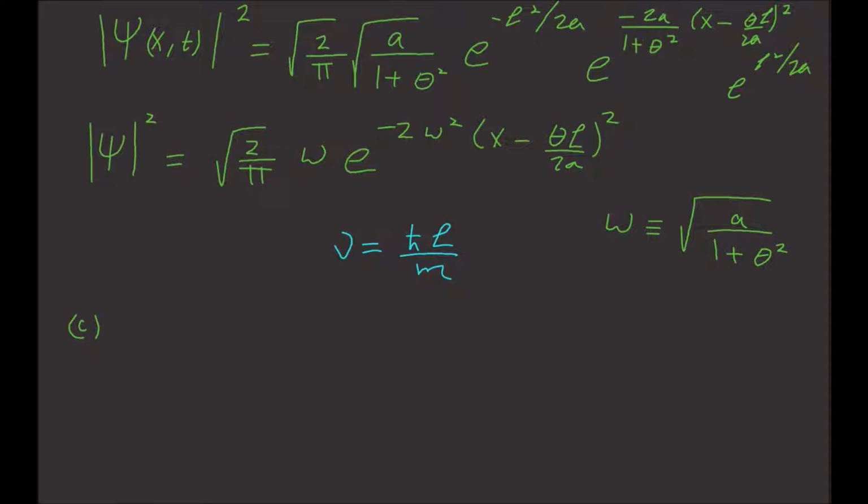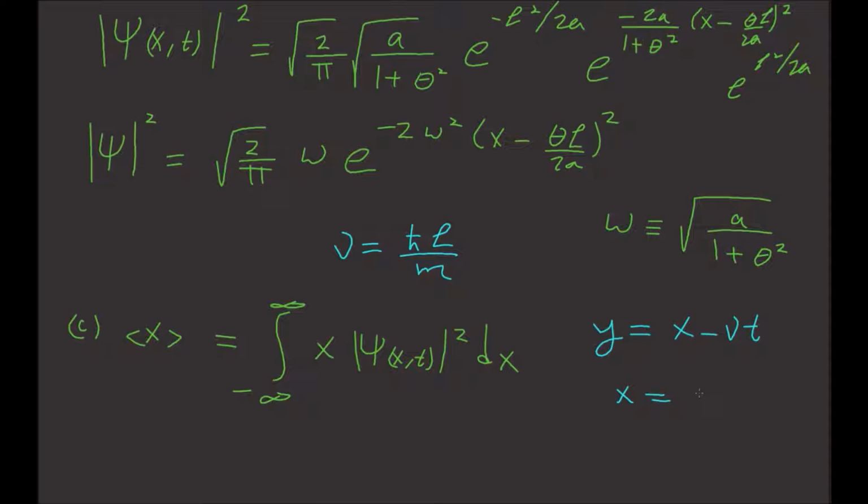Alright, so now let's find the expectation value of x. So that is the integral from minus infinity to infinity of psi star psi times x, so x times psi star psi, of course dx. So let's introduce a new variable y, which is x minus this v here times time, and if we solve for x we get x equal, of course, y plus vt, right?